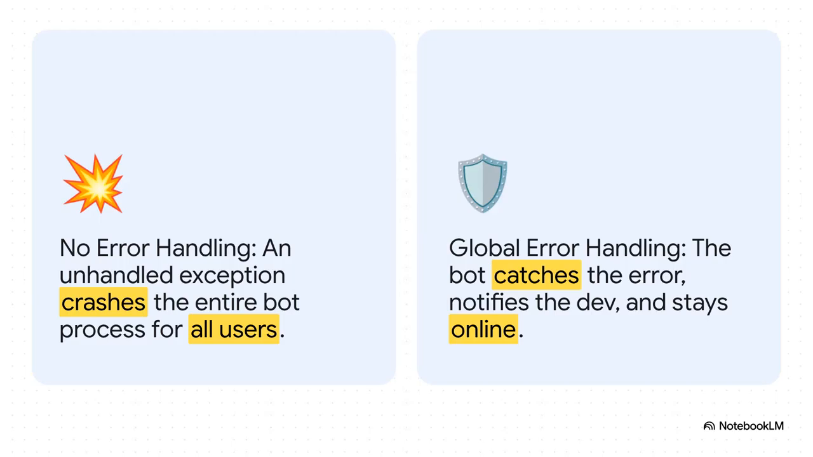So what happens when an error hits? Well, on the left, you've got the hobby bot's way of dealing with it. A complete meltdown. One person has an issue and it crashes the entire bot for everybody. Total disaster. But on the right, the pro bot has like an airbag system. The error gets caught, the developer gets an instant notification, the user gets a nice apology, and most importantly, the bot stays up and running for everyone else.